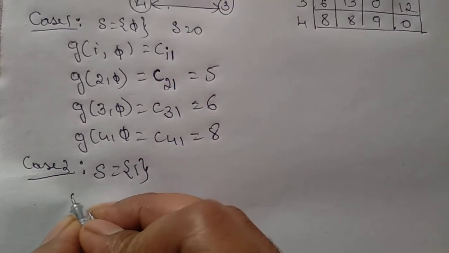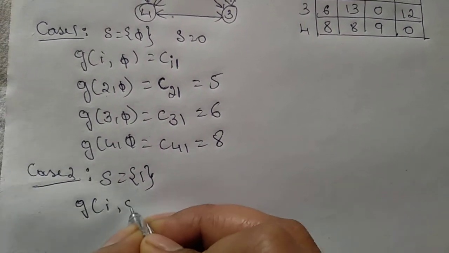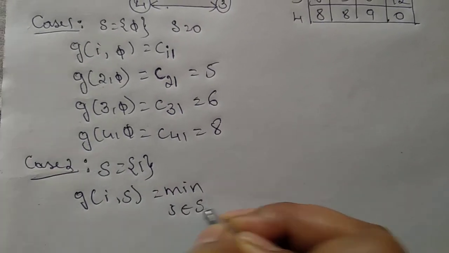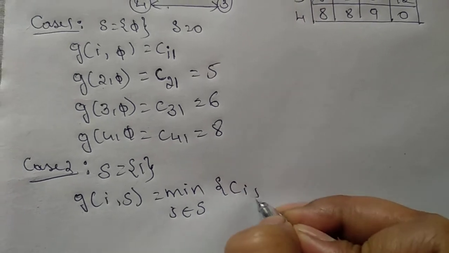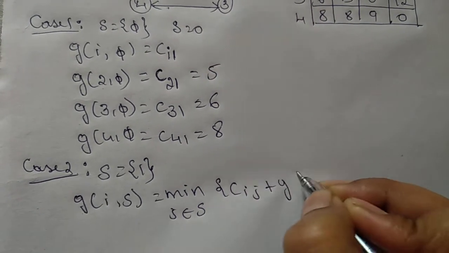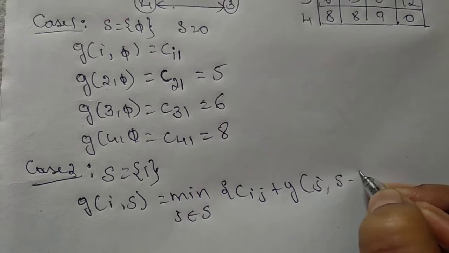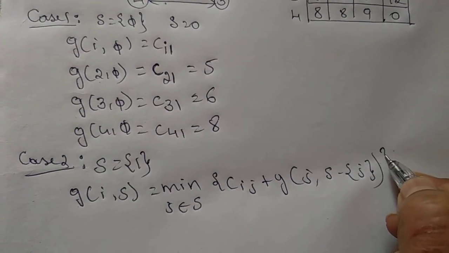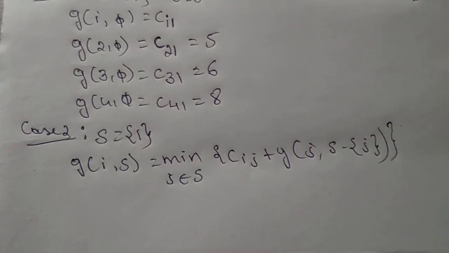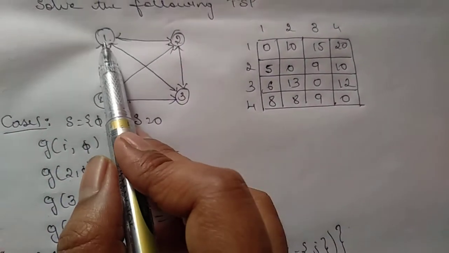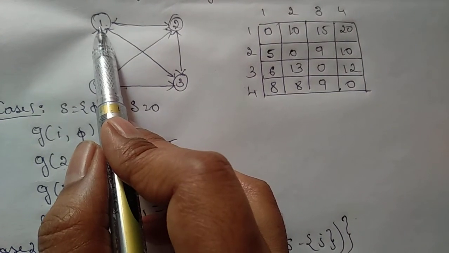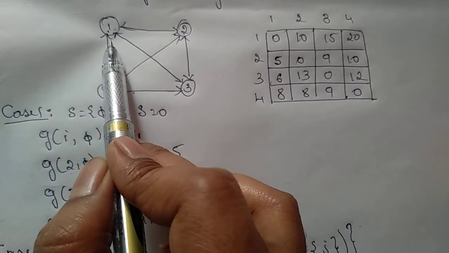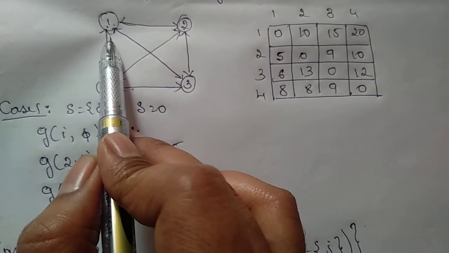Now, G of i, S is the minimum over j belonging to S of C i j plus G of j, S minus j. This is the standard formula we have. Now, see here, 1 is the source vertex I am taking. If they do not provide the source vertex, always take the first vertex as the source vertex. This you have to remember.